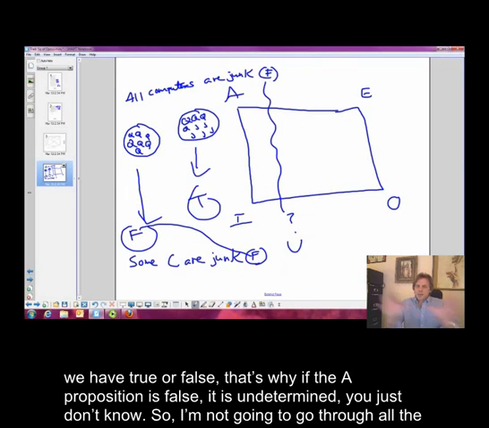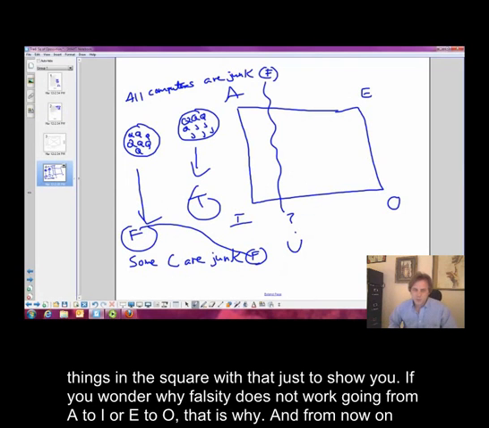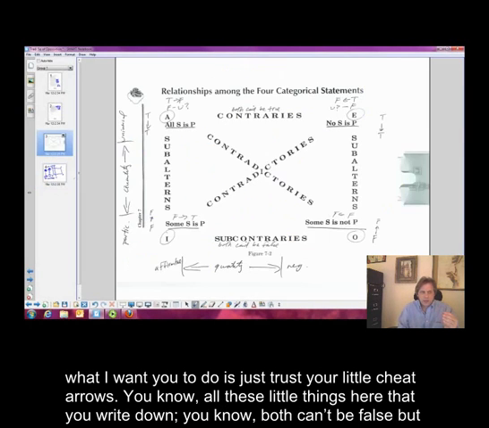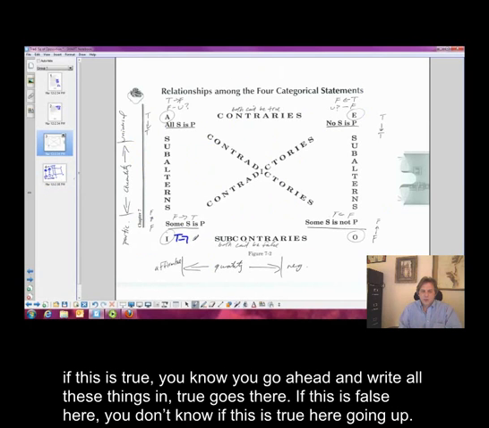So, I'm not going to go through all the things in the square with that, just to show you. If you wonder why falsity does not work going from A to I or E to O, that is why, okay? And from now on, what I want you to do is just trust your little cheat arrows, all these little things here that you write down. Both can't be false, but if this is true, you go ahead and write all these things in.